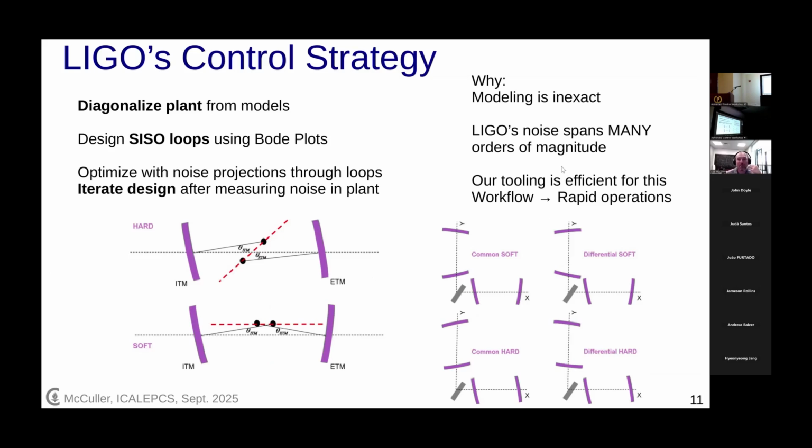So our main method is we diagonalize. We have pitch and yaw, X and Y, so a common and a differential, and then hard and soft loops. We have 8 different control loops in alignment that we have to tune up and get somehow optimal so that they don't leak in this noise. And we're only doing so good of a job.